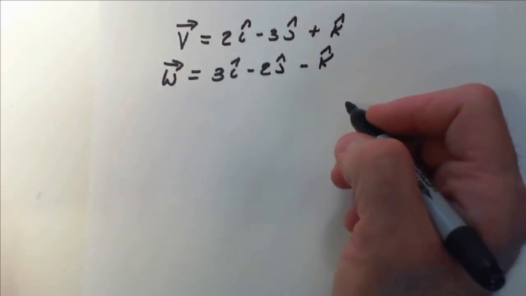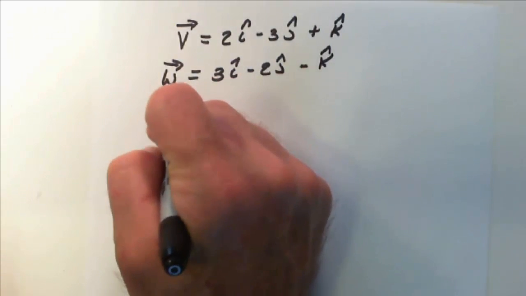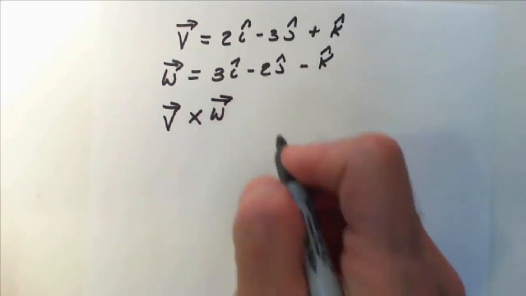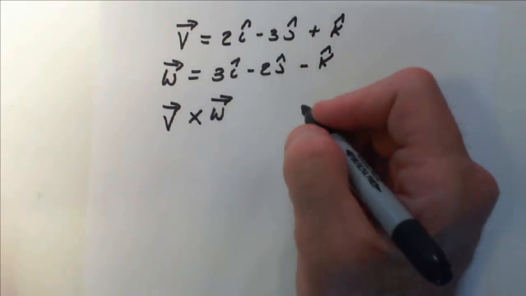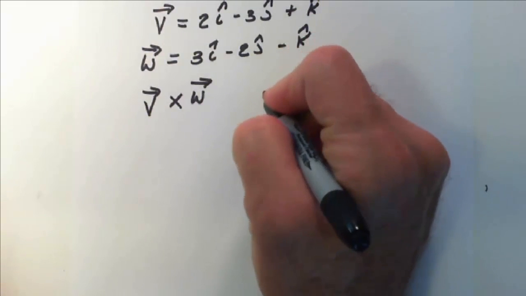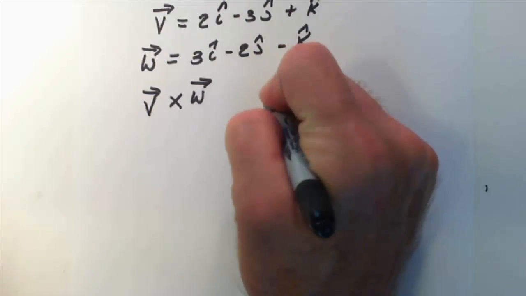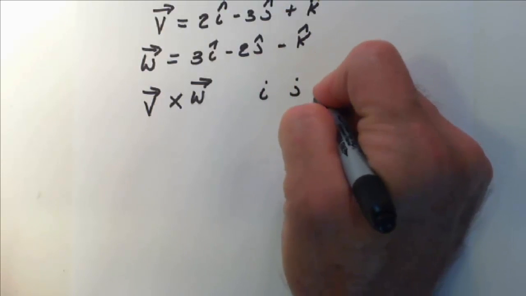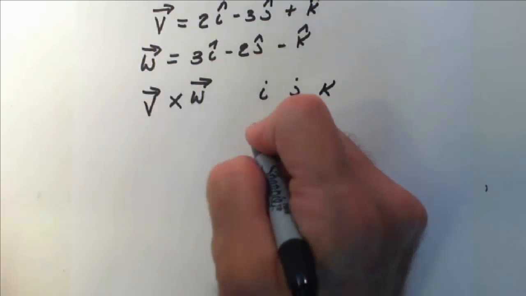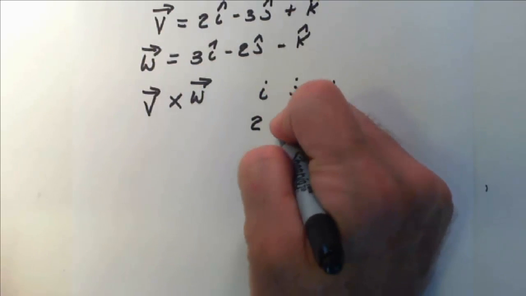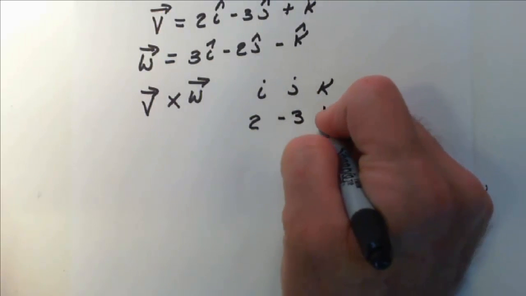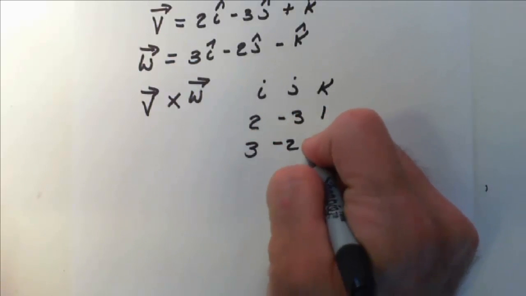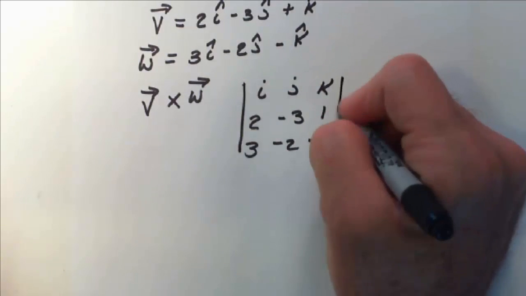Alright, so now let's take the cross product of V cross W. How I recommend you guys do this is go ahead and just set this up as a 3x3 matrix. So we'll set up i, j, and then k. Alright, we're going to set the coefficients up. We've got a 2, a negative 3, a 1, then a 3, a negative 2, and a negative 1. So this is our 3x3 matrix.